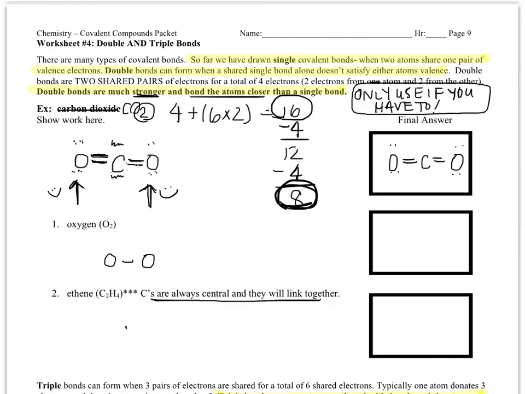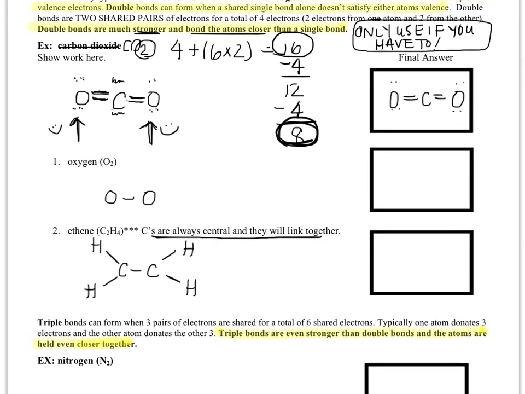For ethene here, this is what this is telling you. The C's are central, so I've got 2 carbons that connect. Okay, and then I've got 4 hydrogens. So I'm going to have one here, one here, one here, and one here. Okay, now that's not a finished picture. You got to keep going.